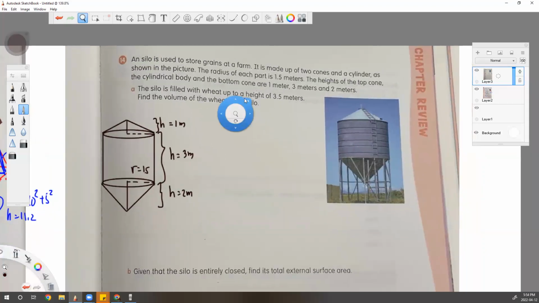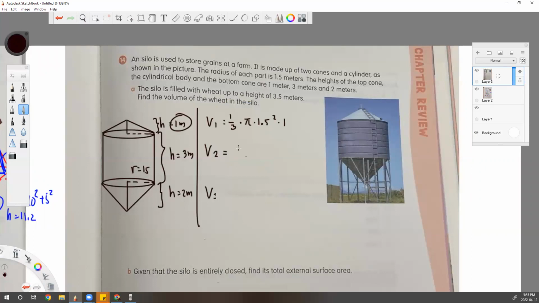To calculate the volume, we need to do volume of cone 1, volume of cylinder 2, and volume of cone 3. So volume of cone 1 is pi times r square, sorry, 1/3, I forgot because a cone is always 1/3. So 1/3 times pi times 1.5 square times height 1. We use this height as 1.